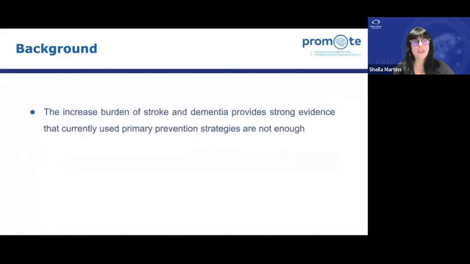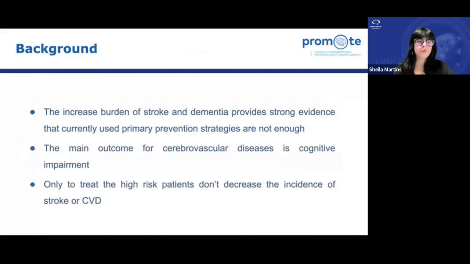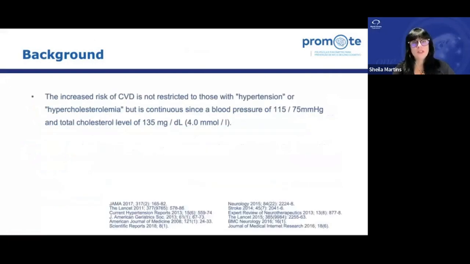So, the increased burden of stroke in dementia provides strong evidence that currently used primary prevention strategies are not enough. The main outcome of cerebrovascular disease is cognitive impairment. Only treating the high-risk patients doesn't decrease the incidence of stroke or cardiovascular disease. The increased risk of cardiovascular disease is not restricted to those with hypertension or hypercholesterolemia, but is continuous starting from a blood pressure of 115 over 75 and a total cholesterol level of 135.